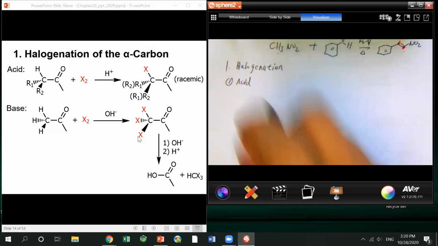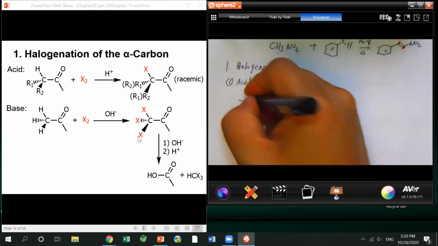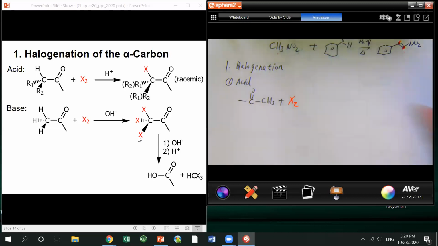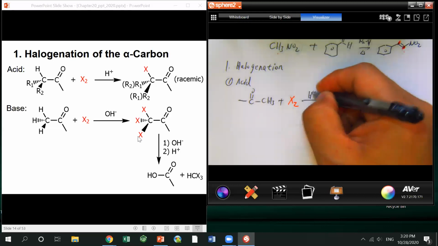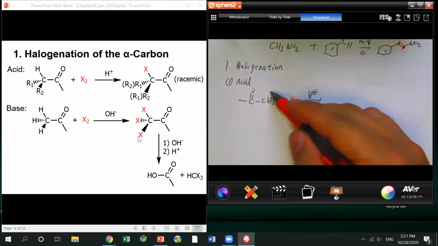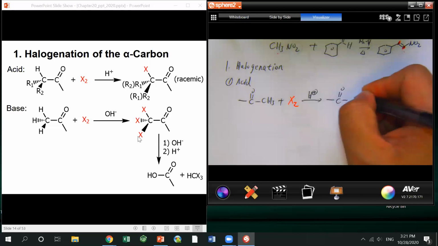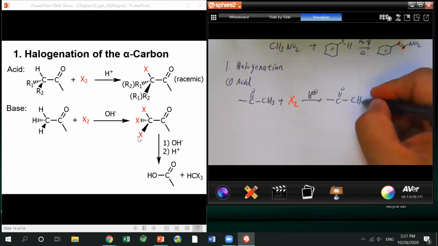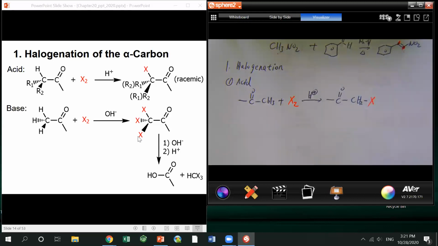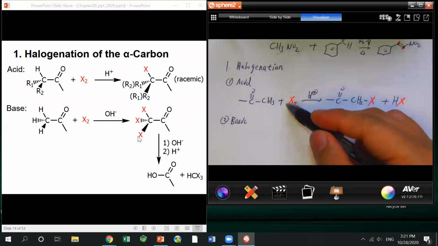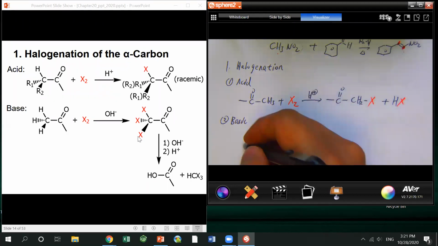So if it's under acid conditions, no matter how many hydrogens are on the alpha carbon, only one hydrogen is replaced by the halogen, and another byproduct is HX. Only one. And if it's under basic conditions, and you have an excess of the halogen, then all 3 hydrogens can be replaced by the halogen.